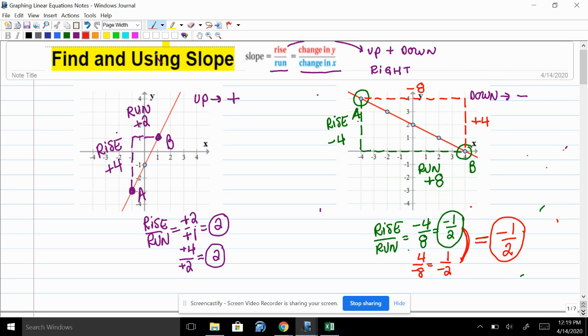Okay, so the points you start at don't matter. Where you're finishing doesn't matter. Going backwards doesn't matter. You're going to get the same answer either way. You just have to be careful with your signs. Okay, be careful with your signs.